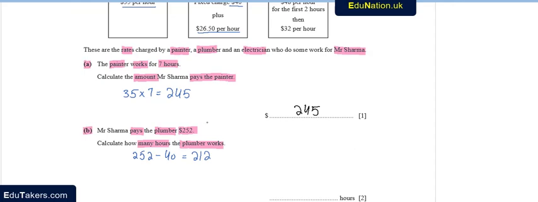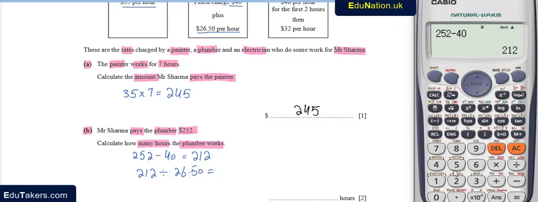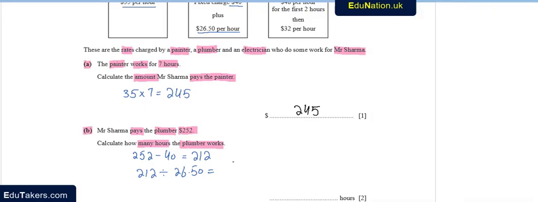Now we will divide it by the rate per hour. 212 divided by $26.50. 212 divided by 26.50 is 8. That means the plumber works for 8 hours.